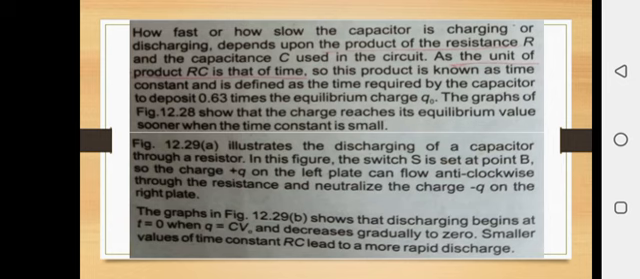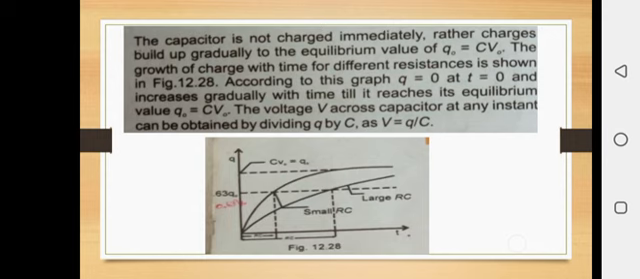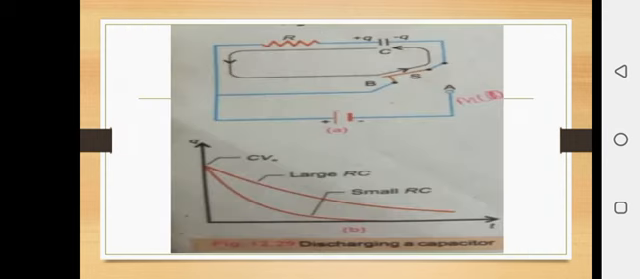While figure 12.29a, this is your figure 12.29a. For discharging a capacitor, the terminal S is now connected with terminal B. As we have studied earlier, for charging a capacitor, this terminal S is connected with terminal A, and for the reverse process, discharging, this S is connected with this B, as you can see in this figure. So this is the circuit diagram of discharging a capacitor, an important diagram, and this is also an MCQ.